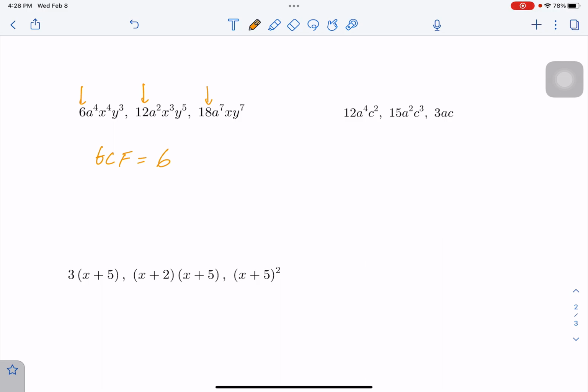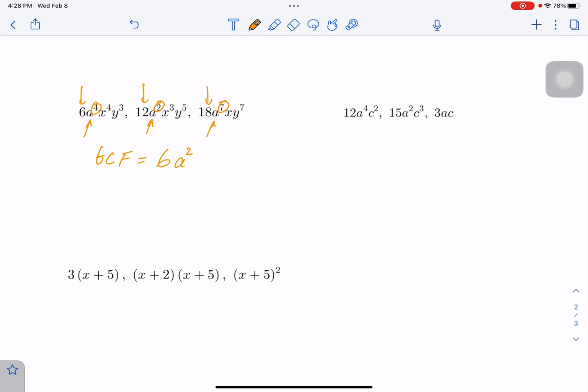What about A's? Do they all have A's? Well, they do all have A's. So this one's got 7 A's, this one's got 2 A's, this one's got 4 A's. So the most I can take out of all 3, remember it's the greatest common factor, the most I can take out of all 3 is only 2.